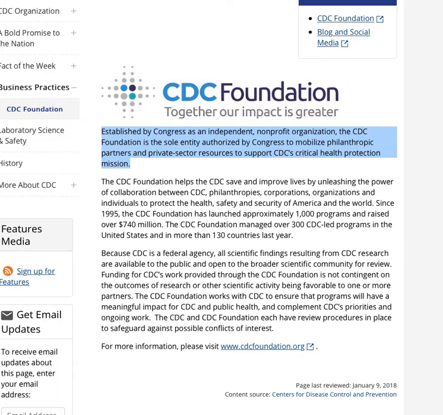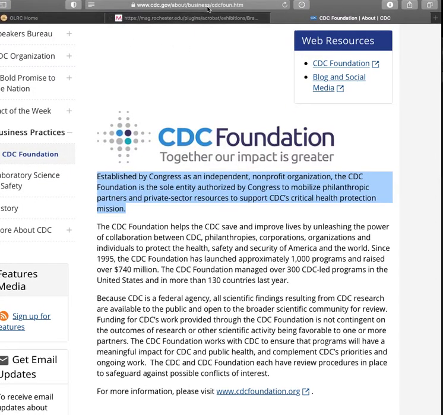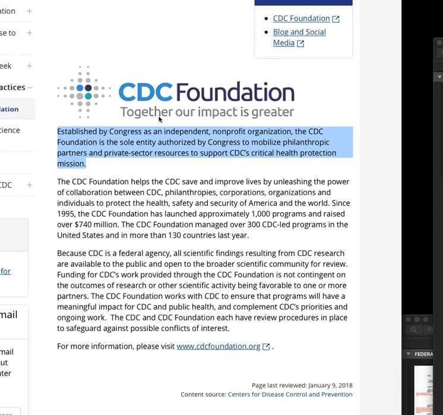So this is a CDC. Someone sent me this, cdc.gov, about business, CDC Foundation. Ron Paul had mentioned this in a video, and then I mentioned it to someone, and then they went out and found this. CDC Foundation, together our impact is great. Established by Congress as an independent, nonprofit organization, the CDC Foundation is the sole entity authorized by Congress to mobilize philanthropic partners. Rockefeller, that's Rockefeller here.